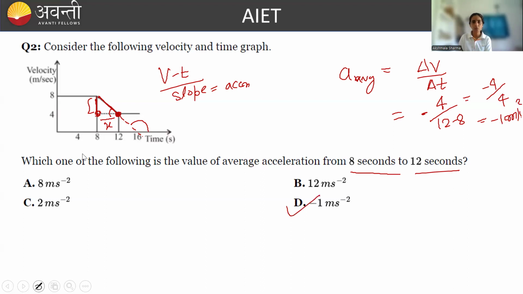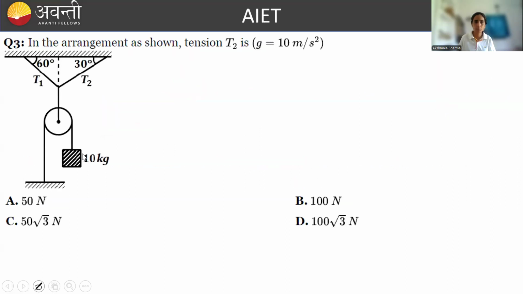So acceleration here will be negative because from 8 to 12 seconds, the slope of the curve is constant, that is negative, and hence average acceleration will be equal to this constant value. Now let's move on to the next question.